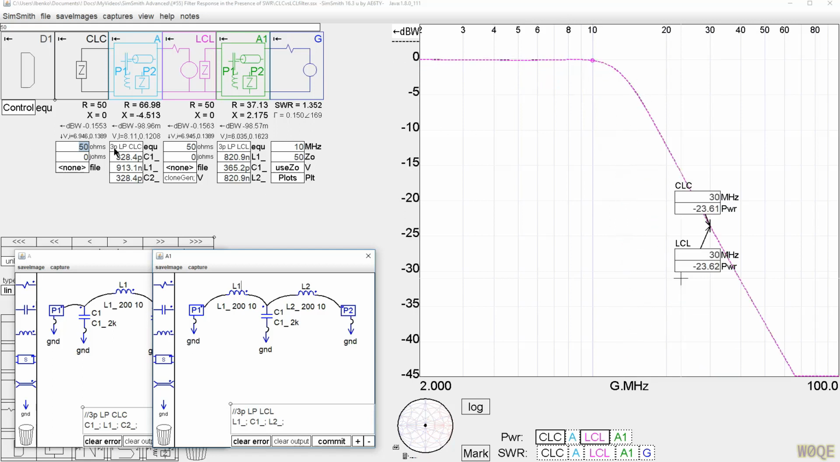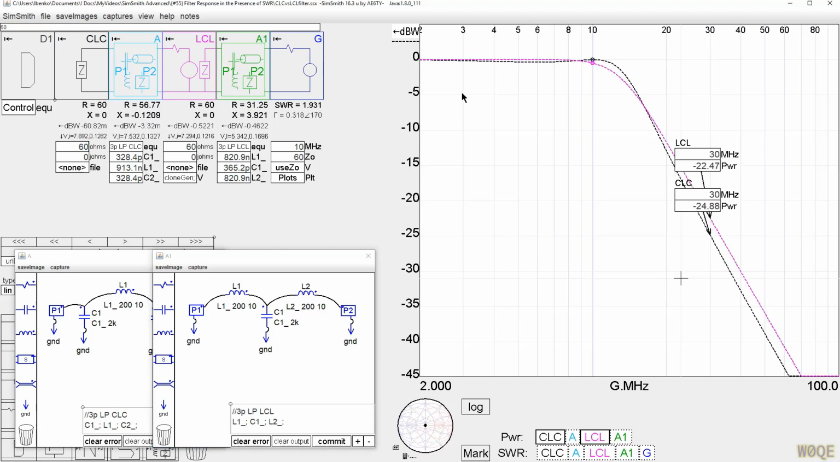So now let's look at what happens if we change from 50 ohms, which is how it was designed, and let's go up to, say, 60 ohms. At 60 ohms, we see the black filter, which is down here, the filter with the two capacitors. It has better response at 10 megahertz and a steeper skirt than the purple one or the pink one, which is the one with two inductors. And if we think about that for a minute, as the impedance of the source and the load rise, the effect of the capacitors will be more pronounced. The shunt capacitors will be more pronounced than the effect of the series inductors.